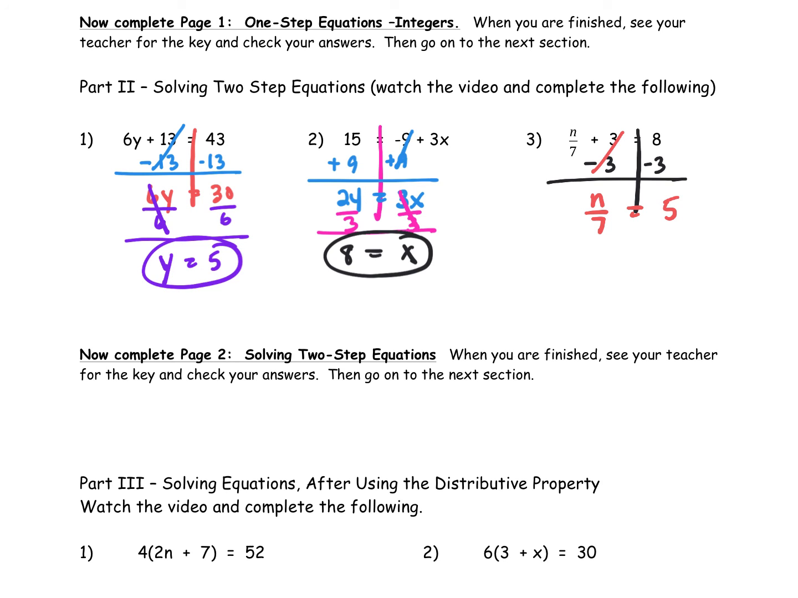Now, we want to do the opposite of n divided by 7, so that would be multiplying by 7. So we're multiplying n divided by 7 by 7, and we're multiplying the other side by 7. So 7 divided by 7 is 1, and 1 times n is n. 5 times 7 is 35.